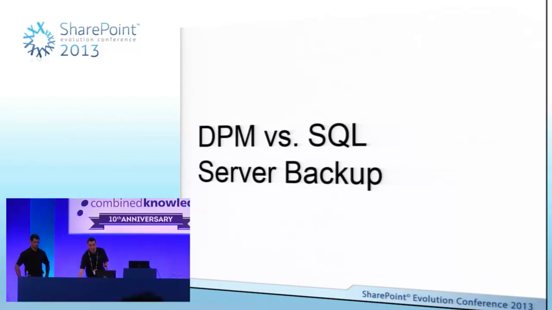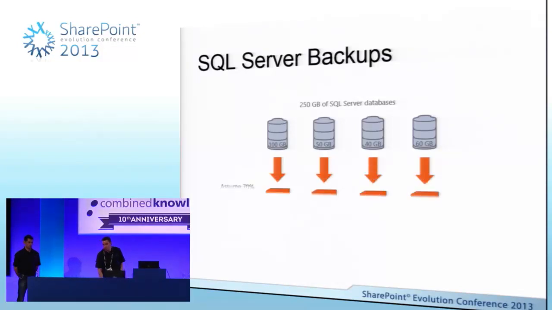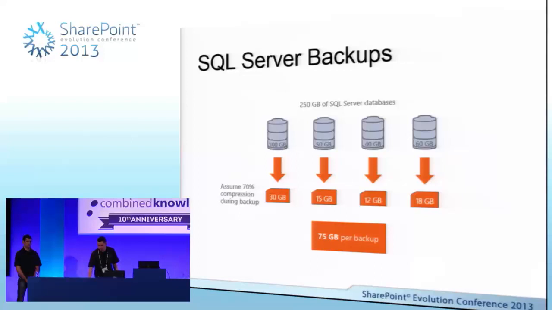Just going to talk about DPM versus SQL Server Backup and why one is better than the other. If you think about SQL Server Backups, we might have 250 gig of content databases here in SQL. So when we back them up, if we do a full, then in theory it's 250 gigs worth of backups, right? Now, if we do a backup and we assume we get 70% compression during that backup, which is quite a lot of compression, in reality it's not going to be anywhere near that number, but let's be generous for the sake of this. That will give us these figures here in terms of the amount of storage required to store those backups for every full that we do.